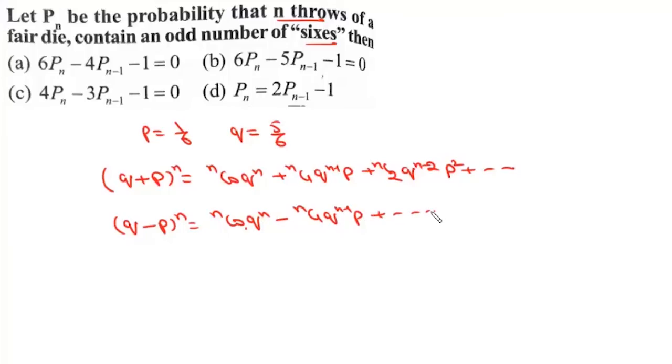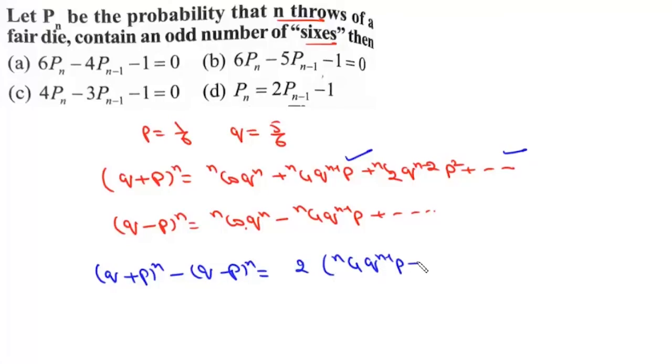Now it says Pn is the probability that it contains an odd number of 6s. So odd numbers will be 1, 3. That means we need to find the sum of these even-position terms, the second term, the fourth term. So what we'll do is subtract these two. If we subtract, we can write q plus p to the power n minus q minus p to the power n, and it will be equal to 2 times nC1 q to the power n minus 1 p, plus nC3 q to the power n minus 3 p cube.